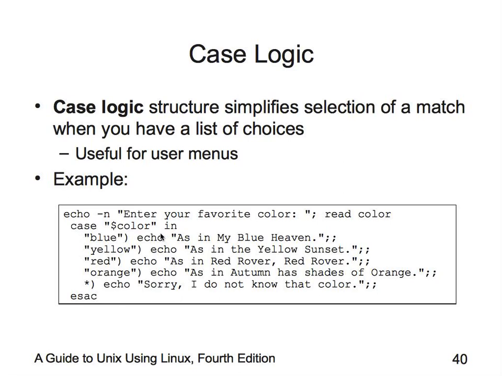You could emulate this with a bunch of if statements. So basically, when you get to right here, read color, you could do if color equals blue, echo blah blah blah, fi. If color equals yellow, echo blah blah blah, fi. If color equals red, blah blah blah, echo whatever. So case statements exist and can be useful in certain situations, but you could totally live without them if you just wanted to write a bunch of if statements.